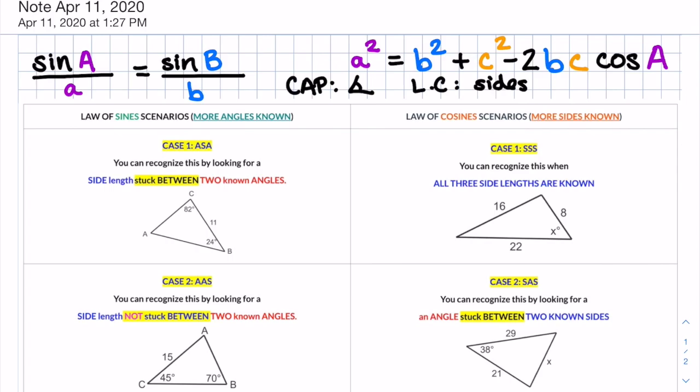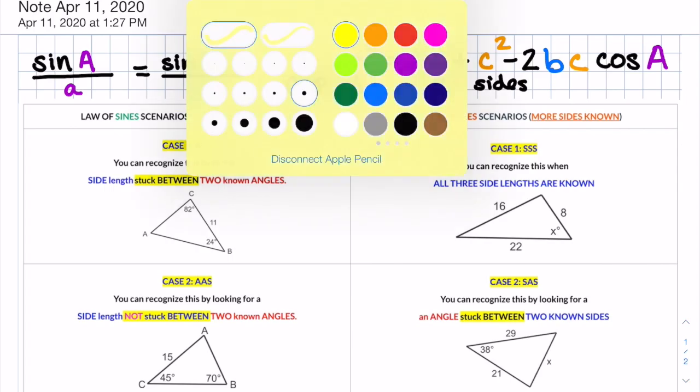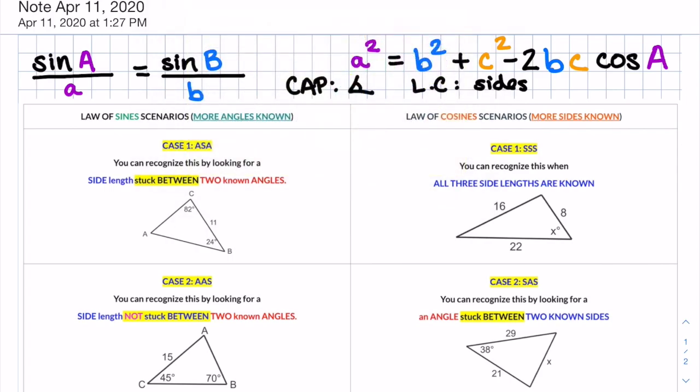So first thing I want you to notice is that in the law of sines you have two angles involved, right? There's two capital letters and two lowercase letters. So that pretty much means that in order to use the law of sines, you need to know either two angles and a side or two sides and an angle. So that is the scenario that we're looking for.